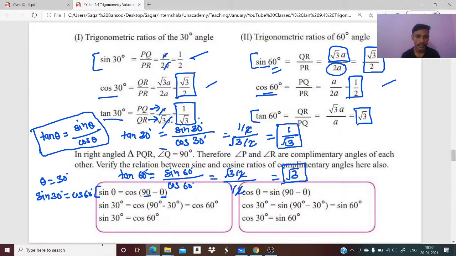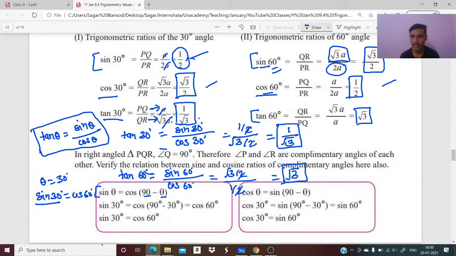If you check, sine 30 degree is half, and it is equal to cos 60 degree. So what is cos 60? It's also half. So sine 30 is equal to cos 60.